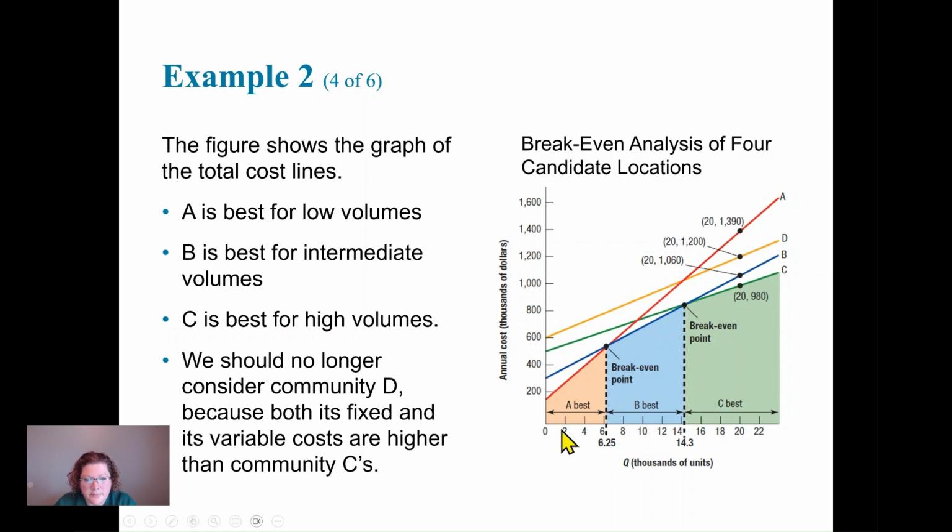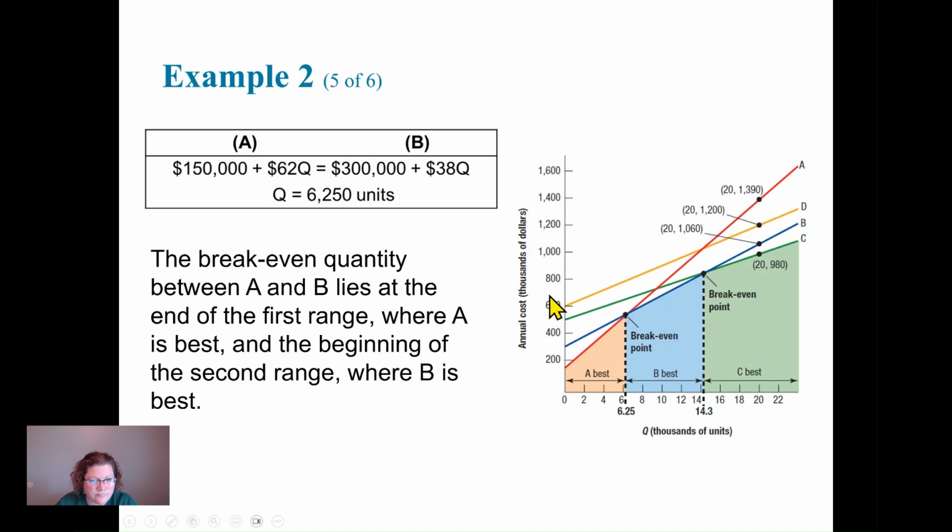So what you can see, because this is a total cost graph, so you want to minimize total cost where you can, save some money, of course. So A is our best option at low volumes. It has the lowest total cost. But then we cross over to where B is the best option for intermediate volumes, and then we cross over another break-even point to where C is the best option. So we know that there are some ranges where the decision is different between A, B, and C. And we can actually calculate what these break-even volumes are.